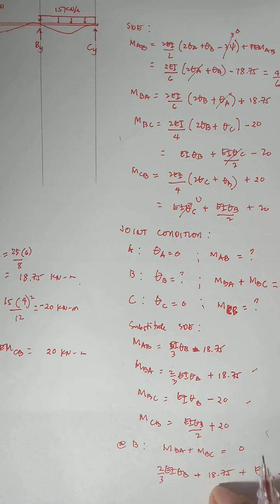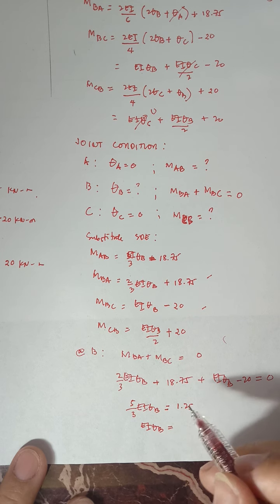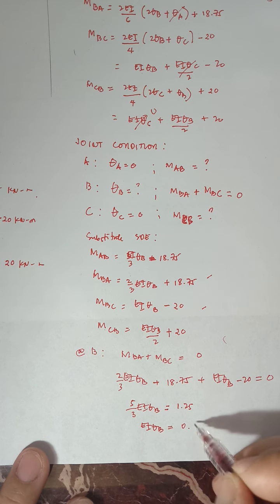So, what will happen now to your equation? So, ma-add nimo ning EI theta B ug EI theta B. Okay? And that would be equal to 5/3 EI theta B. Okay, nya kani pod ma-simplify nimo and transpose it to the right. That would be equal to 1.25. So, we can solve for EI theta B equal to 0.75.